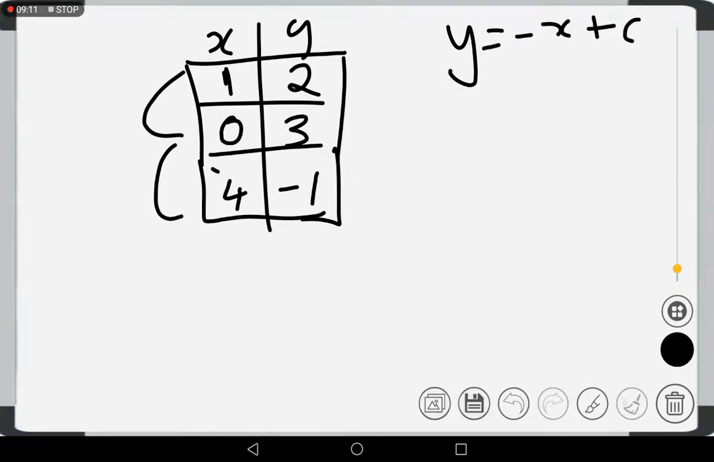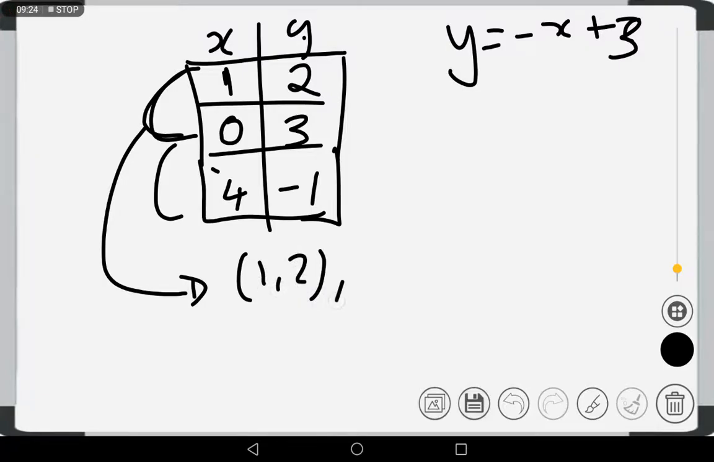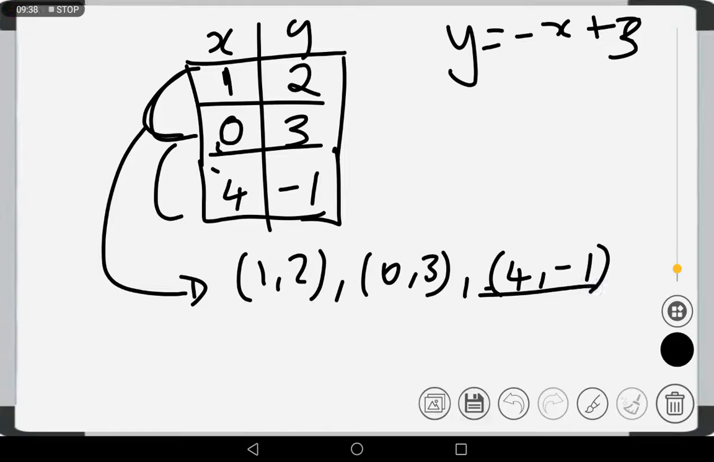If you get a table like this, you can use any two of the coordinates. You can rewrite them if you don't want to get confused, for example the x and y like this: (0, 3), and then another one, (4, negative 1). Let's use this one and this one to see if we can get negative 1. You can make this your x1, y1, and this your x2, y2.